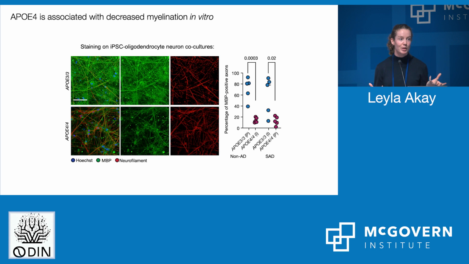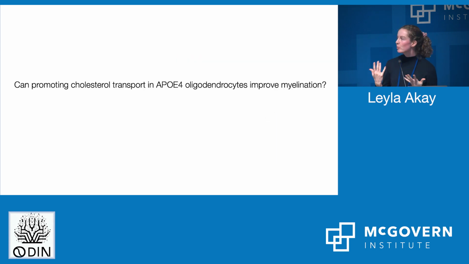So then we did an experiment where we switched the genotypes. We co-cultured ApoE4 oligodendrocytes with E3 neurons, and then vice versa, E3 oligodendrocytes with ApoE4 neurons. And we saw that across different combinations, whenever the genotype of the oligodendrocytes was ApoE4, there was a decrease in myelination. So at this point, we were able to describe two phenotypes, cholesterol trafficking being impaired and a decrease in myelination, both related to ApoE4 expression.